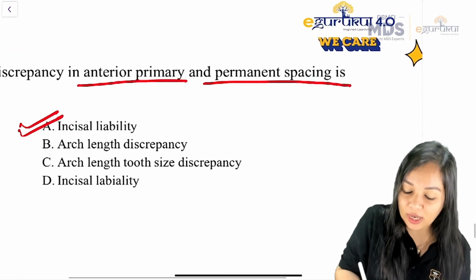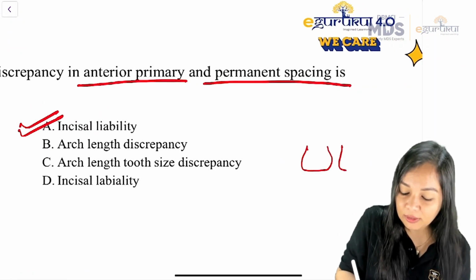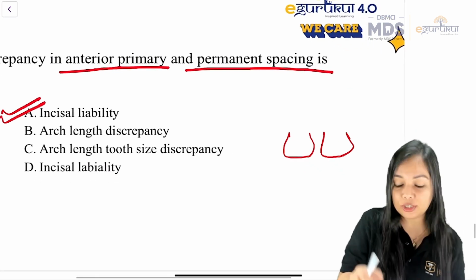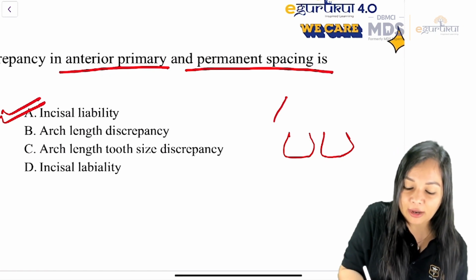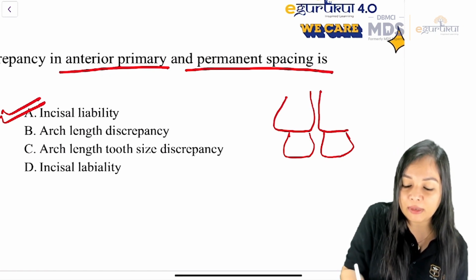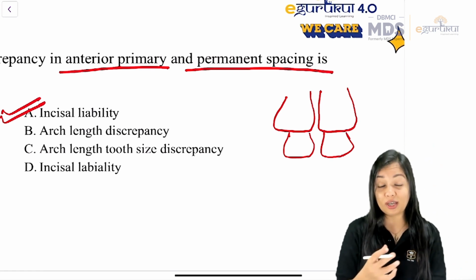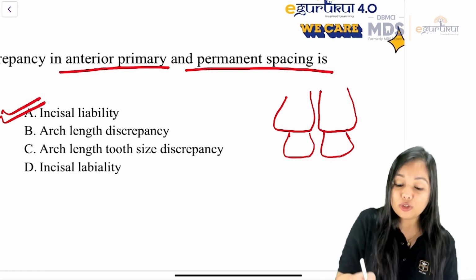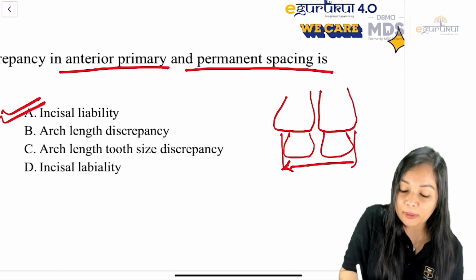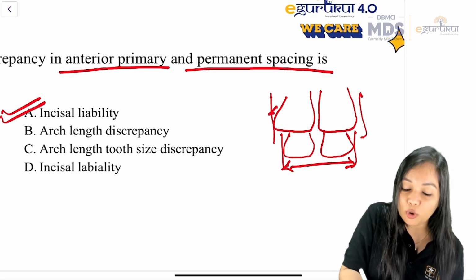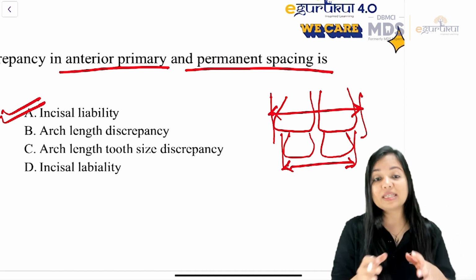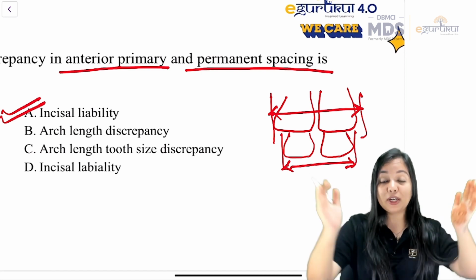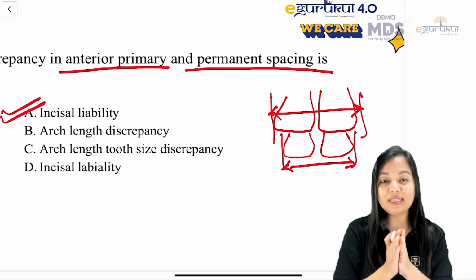So what happens? These are the primary incisors. Okay, there are generally spaces present in the primary dentition, so I've made a little space. And then we have the permanent incisors that come and make the child look like bunnies. They are huge, they are greater in width and they are greater in length also. So we have this much of space available, but we have to accommodate something that wants this much of space. So this is called incisal liability. There is a liability on the arch to accommodate huge incisors. That's why it is called incisal liability.